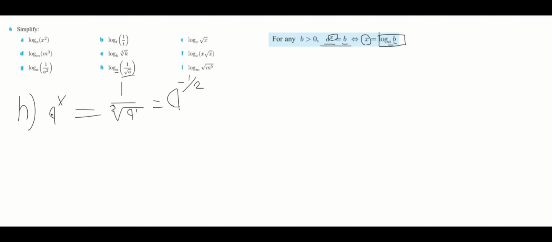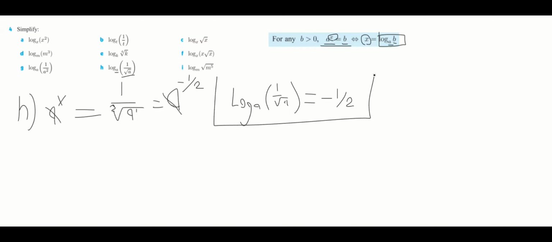Awesome. And since this equals that, we can cancel out both of the bases. X equals negative 1 over 2, meaning that the entire equation equals negative 1 over 2. So log base a of 1 over square root a equals negative 1 over 2. Awesome. Easy.